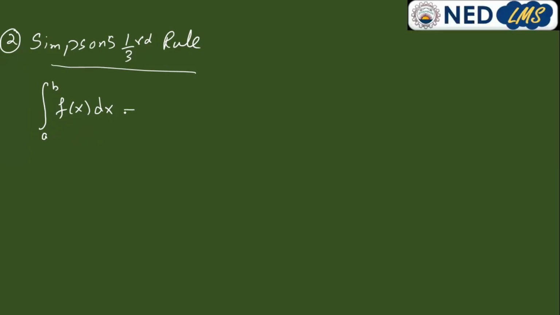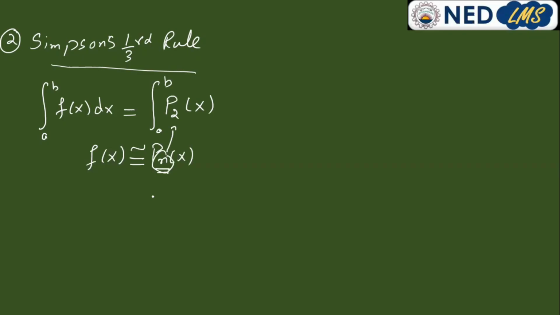Our theme was that our function f of x will be replaced by a polynomial of suitable degree. The theme will be the same. So in Simpson's one third rule, we replace our integrand over the same length of integration by a polynomial of suitable degree, and in this case the suitable degree is degree 2. The theme is the same: you have to replace your integrand by a polynomial of suitable degree. However, the degree in this case is 2.